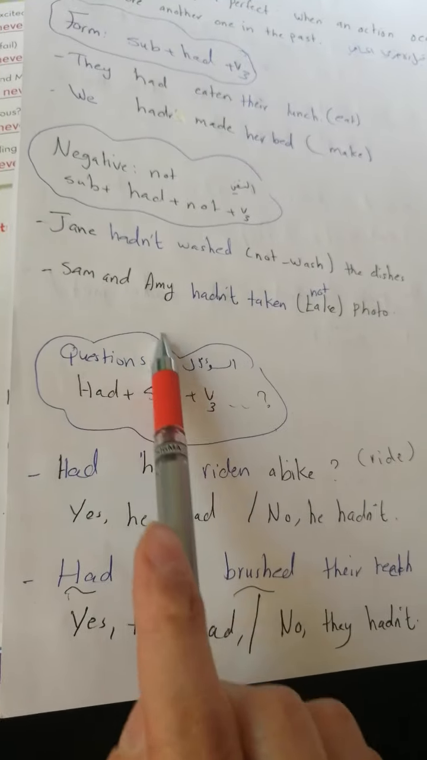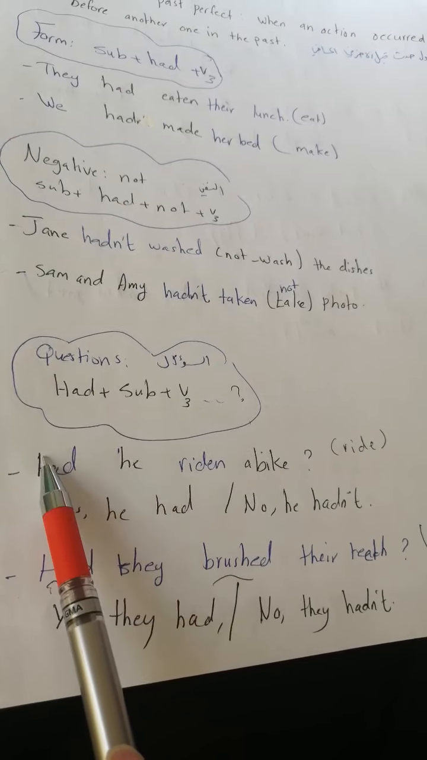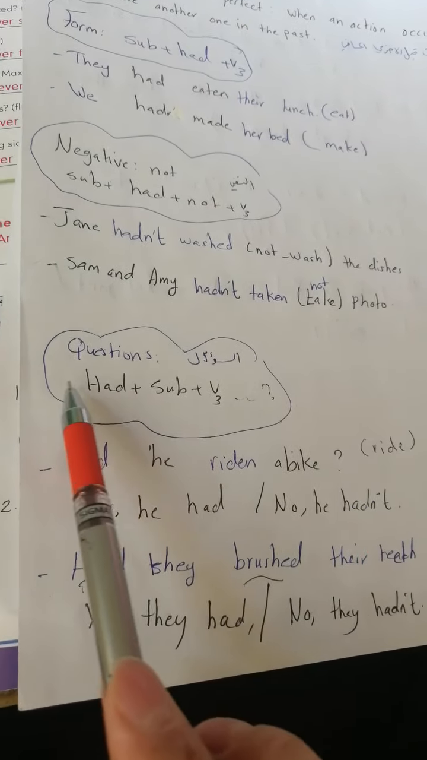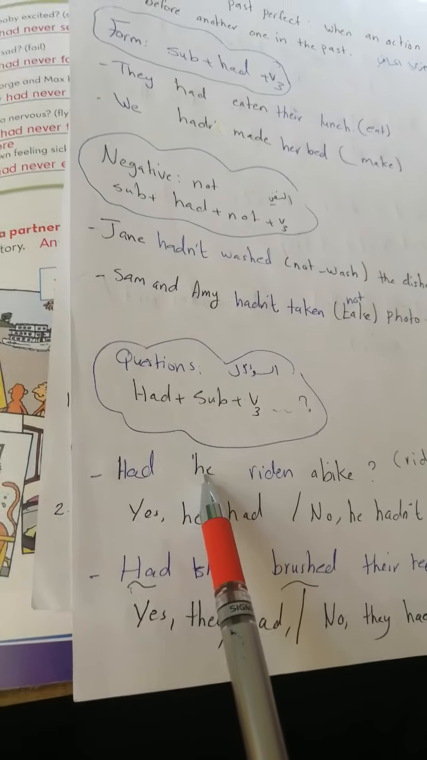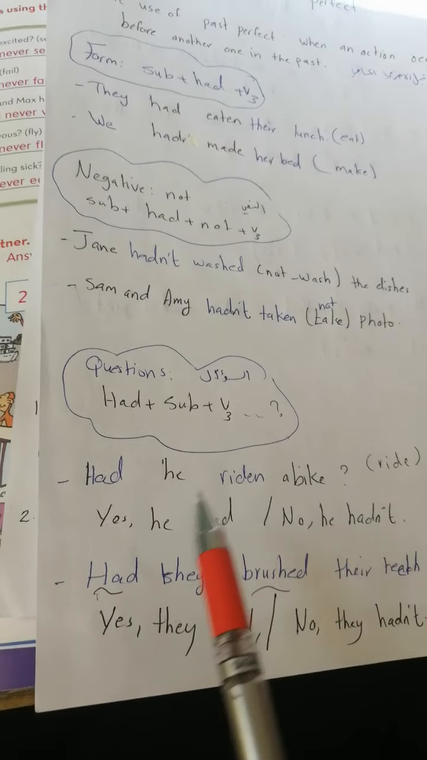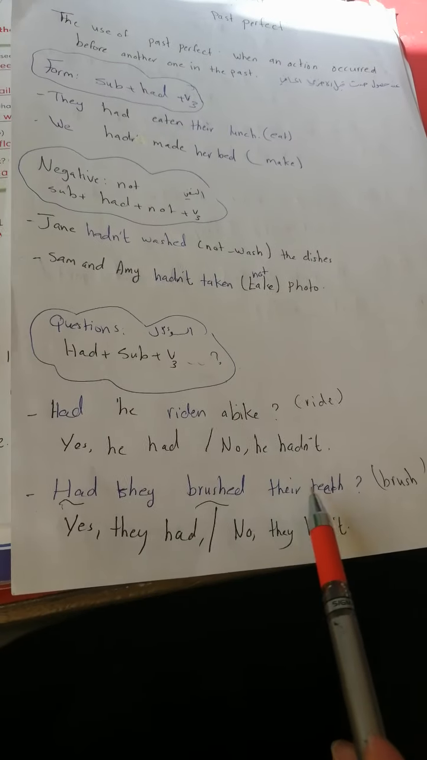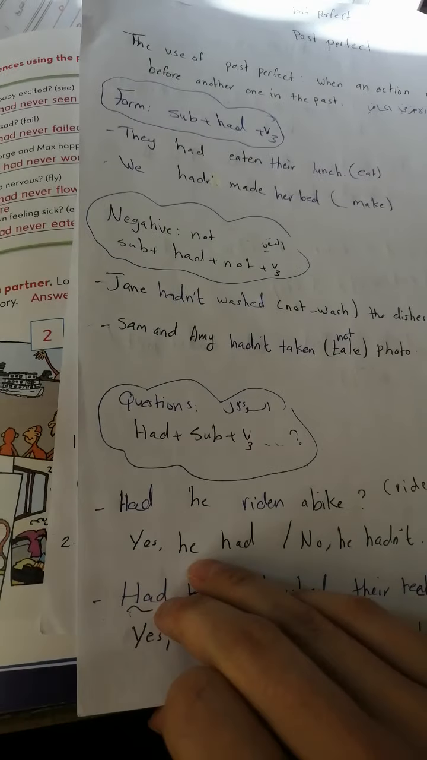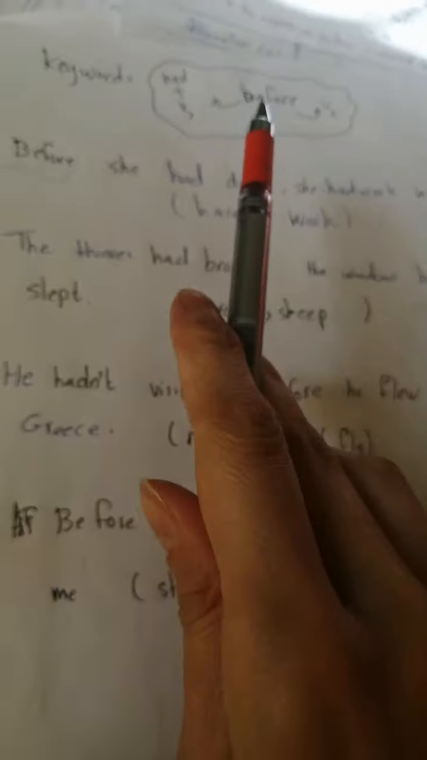In the questions, حالة السؤال: had, subject plus verb 3, then the complement. Had at the beginning of the sentence, then subject, then verb 3. I want to make the sentence a question. Okay, with questions I should start with had plus the subject plus verb 3. Here we have the subject he: had he ridden a bike? Yes, he had. No, he hadn't. Had they brushed their teeth? Yes, they had. No, they hadn't.